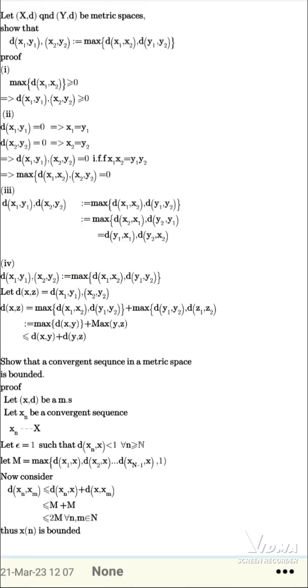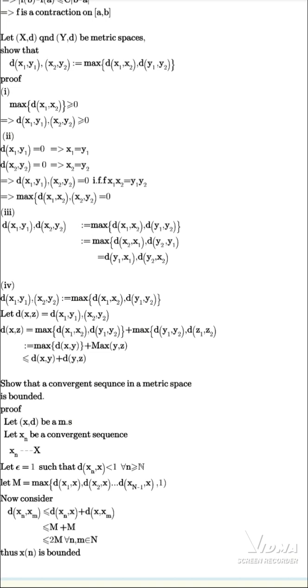Then lastly, we have to show that a convergent sequence in a metric space is bounded. Yes, a convergent sequence in a metric space is bounded, but the converse is not necessarily true. That is, a bounded sequence in a metric space is not necessarily convergent. An example for that is when you have (-1)^n in R. That is a bounded sequence that is not convergent. Do you understand? But in this case, we have that a convergent sequence in a metric space is bounded. So we have to prove this.